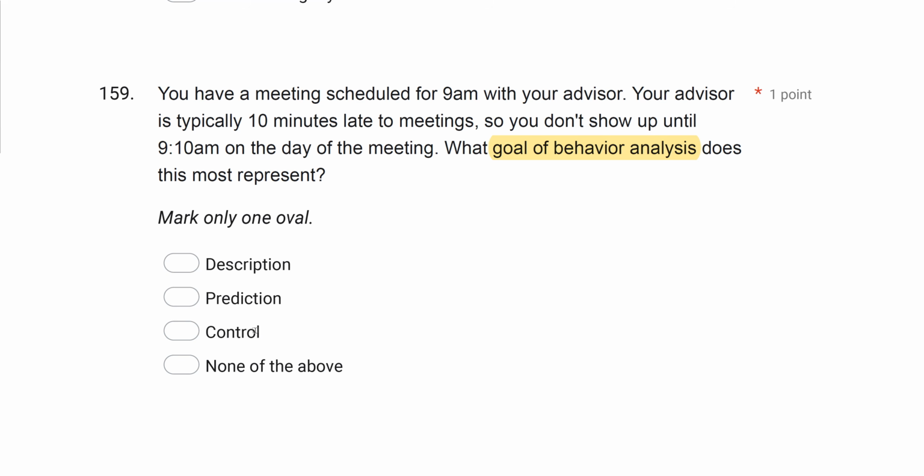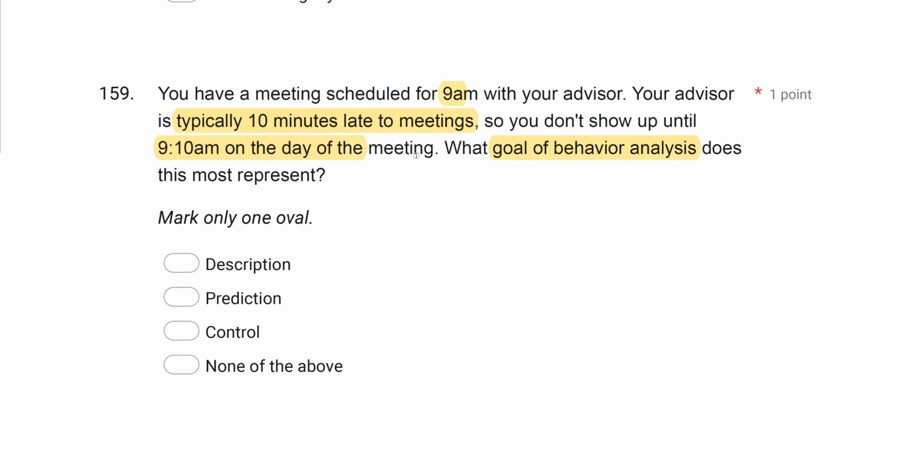Now, prediction is when we start to correlate things. So we repeatedly observe a phenomenon and we start to make predictions. In this case, you have a meeting at 9 a.m. You've observed your advisor is typically 10 minutes late. So you predict that they're going to be late and you don't show up until 9:10 a.m. on the day of the meeting.